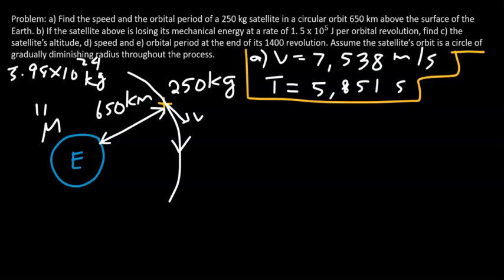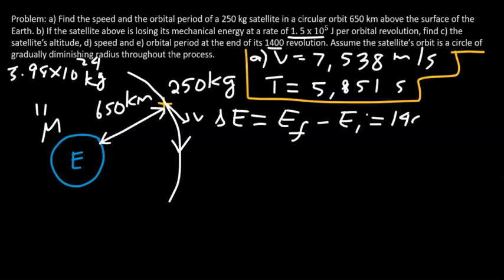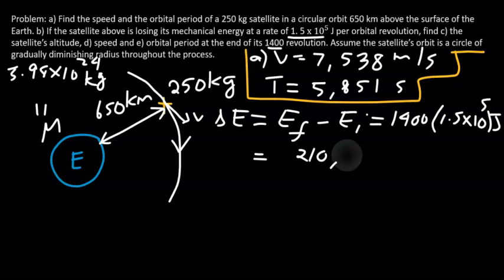Now what that means is the change in energy is the final energy minus the initial energy, and that can be computed. In each orbital revolution, it loses that much energy. So after 1400 revolutions, the decrease is just 1400 times 1.5 times 10 to the power 5 joules of energy, which will give us 210 million joules of energy. And this is a reduction in energy, hence the minus sign.